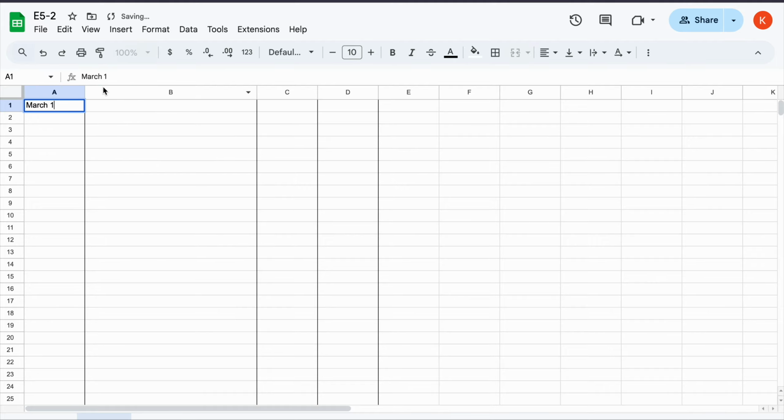March 1st, we had the transaction of purchasing $9,000 of merchandise for resale from Octagon Wholesaler, terms of 2/10, n/30, and FOB shipping point. Let's just get that transaction down. It's inventory because we're purchasing inventory, so it's debited.